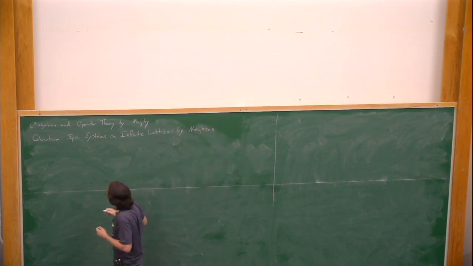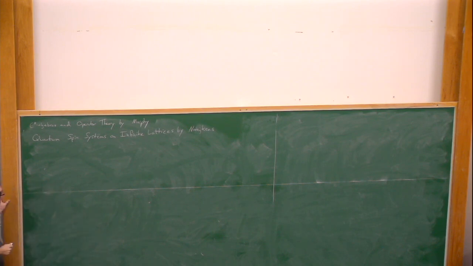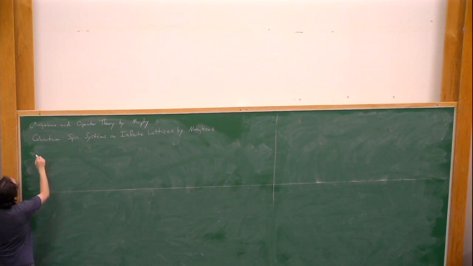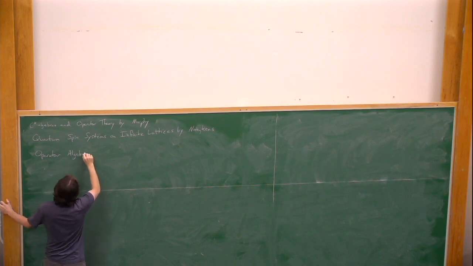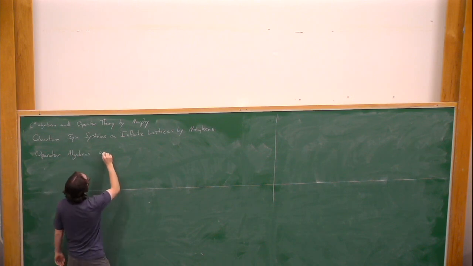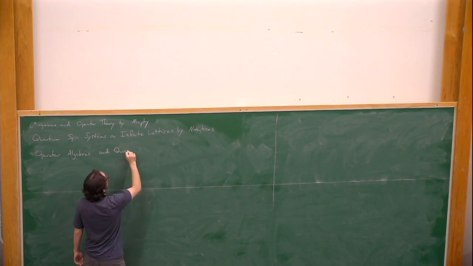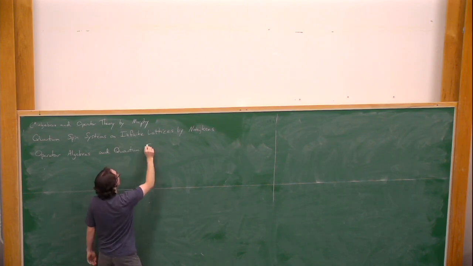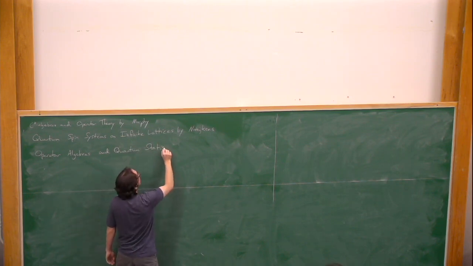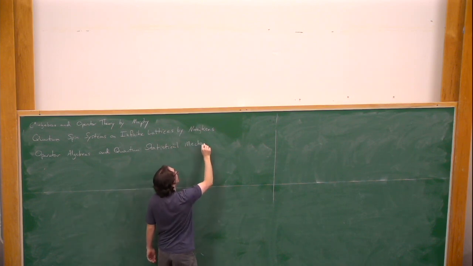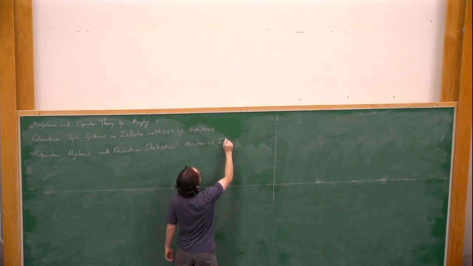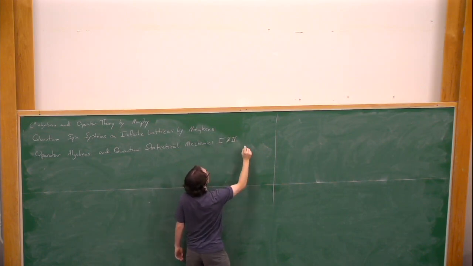And then if all else fails, there is the Bible of quantum spin systems. What's it called? Operator Algebras and Quantum Statistical Mechanics, by Bratteli and Robinson.